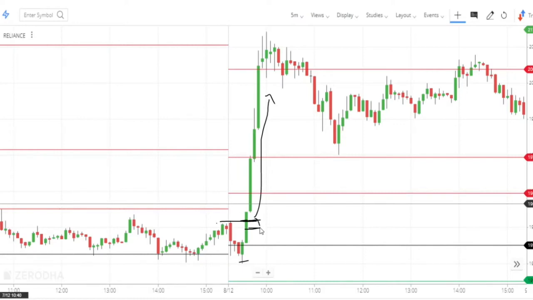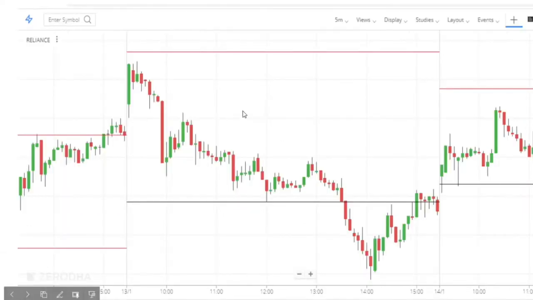Price might reverse here because there might be a trap also. So trading is a probability, so you can't always predict the price. So you would have kept the stop loss here and taken profit at the next support line, or you would have taken all profit here. Let us see another example.